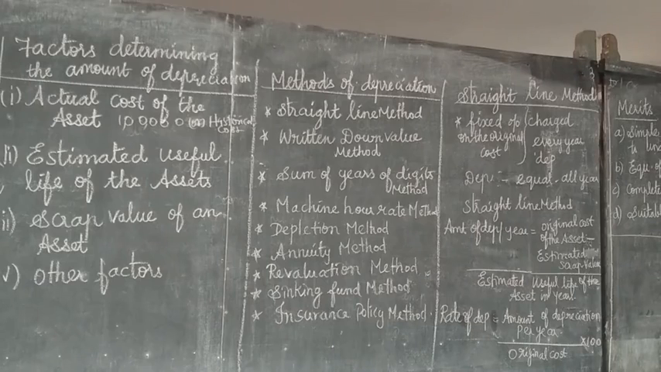So the cost includes the purchase price of the asset. Whatever the price, for example 1 lakh, is the cost of the asset. Then freight charges. If we are importing the goods, for the same machine we have to pay the freight charges. Then loading and unloading charges. We have to lift the machine onto a vehicle, load it there, and then unload it at our business premises.